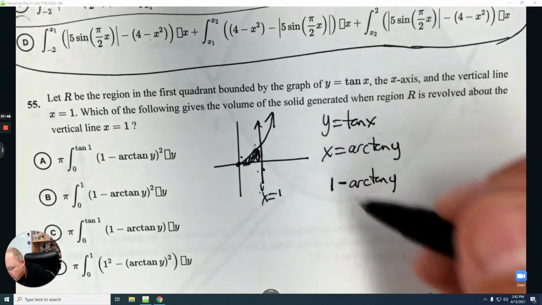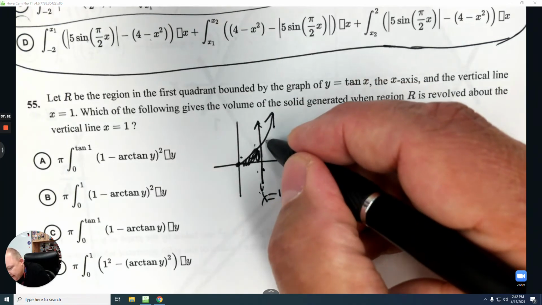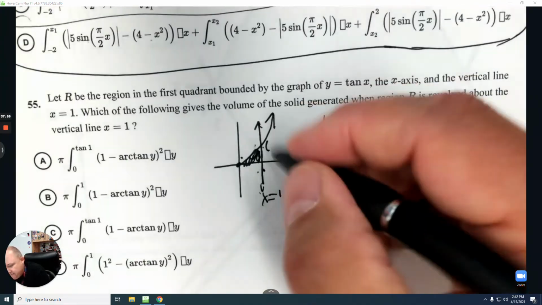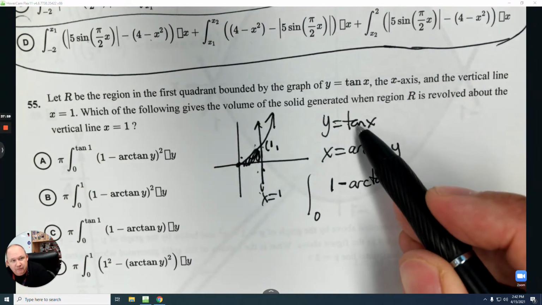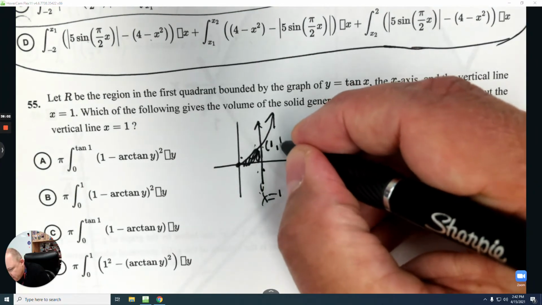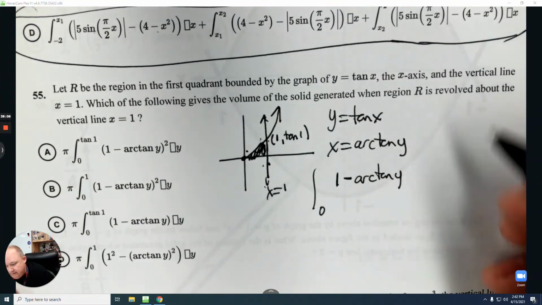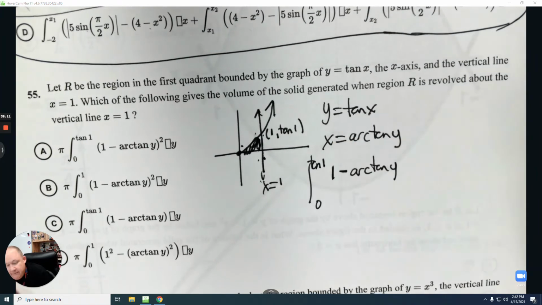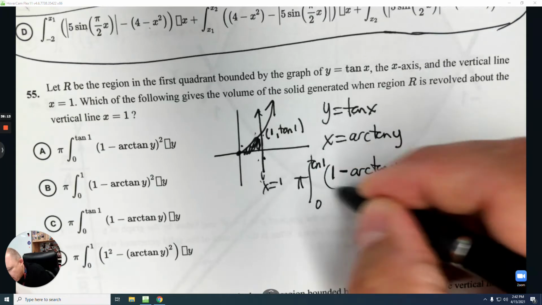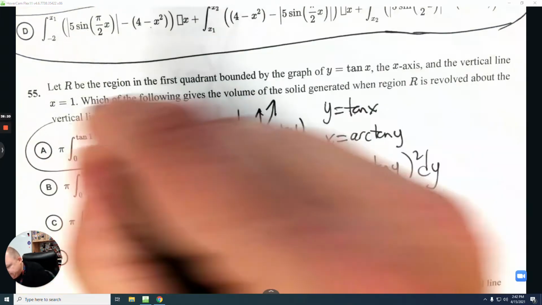And then the upper and lower bounds. So the bounds go from 0, and then I have to find this bound right here. So the x value is 1. So when I plug it in here, it would just be tangent 1. It's not on the unit circle. That we know, the obvious thing. So the bound goes from 0 to tangent 1. And again, we're revolving, so it's pi r squared with respect to y. So that matches with A.